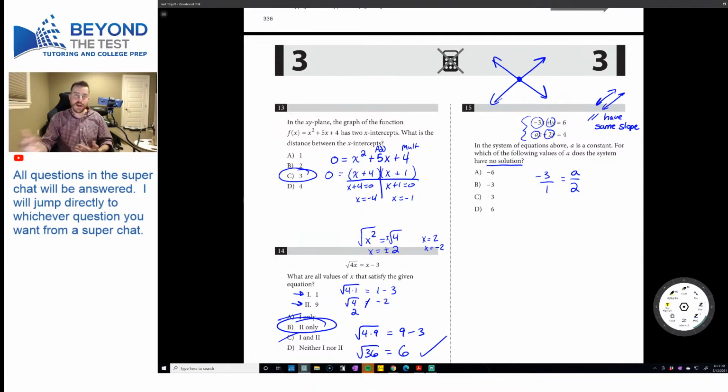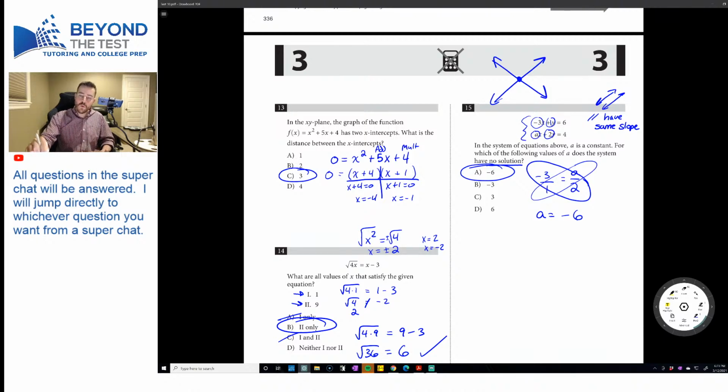So that ratio has to be the same. So if I solve this for A, we could just cross multiply, and we get A times 1, which is A here, and negative 3 times 2, which is just negative 6. So the answer, very simply, would be A.